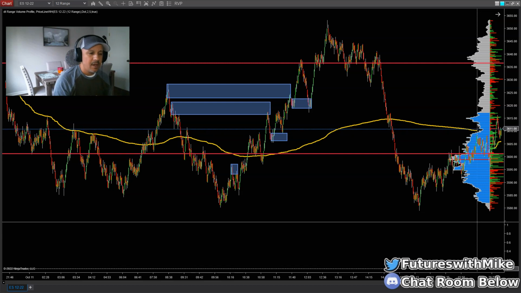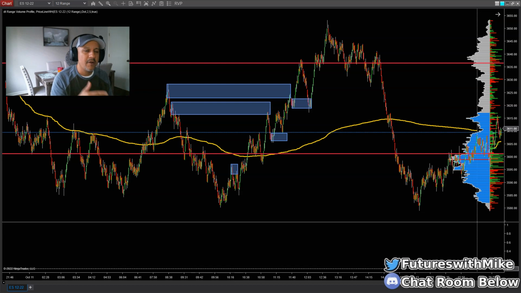I'll show you what I call the micro range profile, that is part of the suite or package with discotrading.com, part of that range volume profile indicator suite. I'll show you how I actually use it and incorporate it into my actual trading.